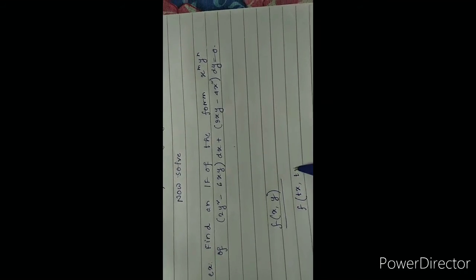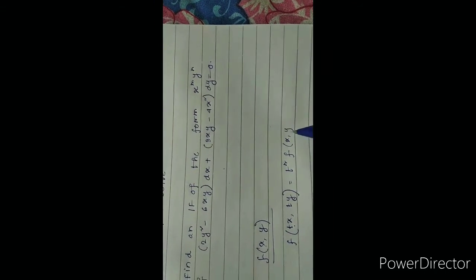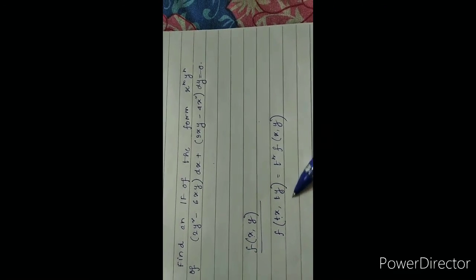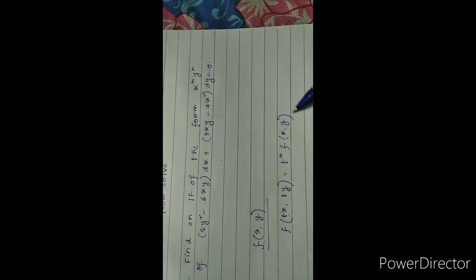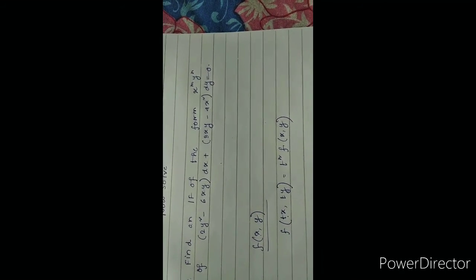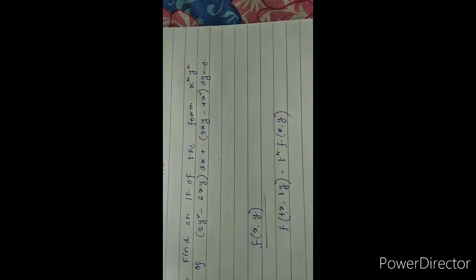You substitute tx in place of x and ty in place of y, and if you get this thing becomes this, with t to the power n coming out and f of xy coming again, then this function is called homogeneous.